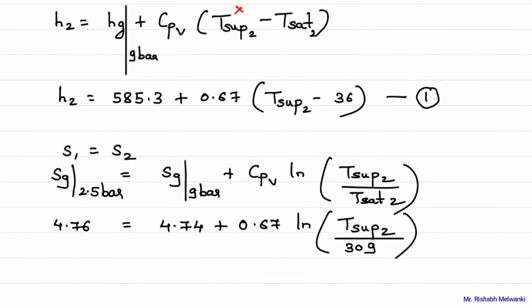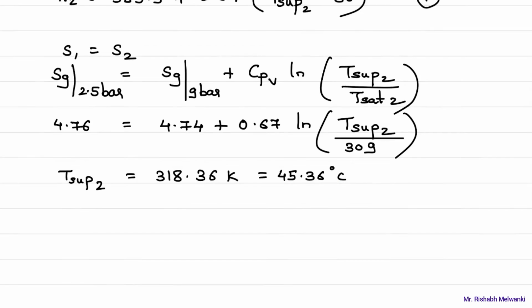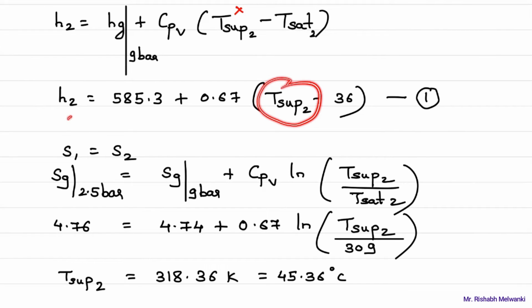So give me the value of T sub 2 now. Calculate. The answer is 318.36 Kelvin. This is T sub 2. Now calculate the T sub 2 value in degrees Celsius. Minus 273, 45.36 degrees Celsius. Now what can we do? We know the value of T sub 2. Substitute over here, we will be able to find H2.